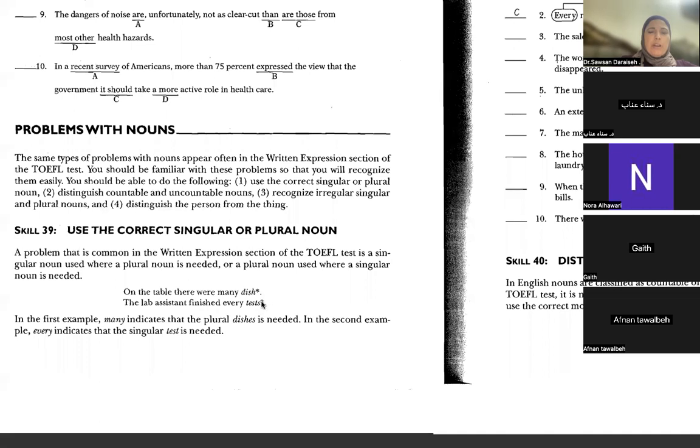There's a star here, or an asterisk, as we call it, that reflects an issue, something wrong over here. Of course, it's just to remove the S. And we know now why. So after every, if you find it in a sentence, we have the singular noun. In the second example, every indicates that the singular test is needed and not tests.